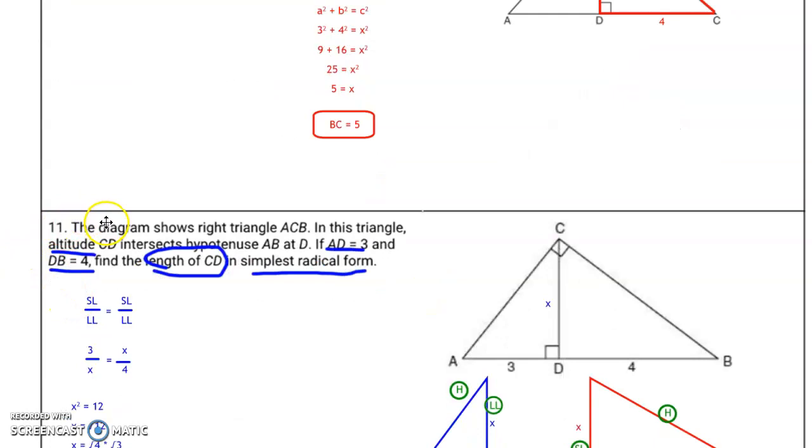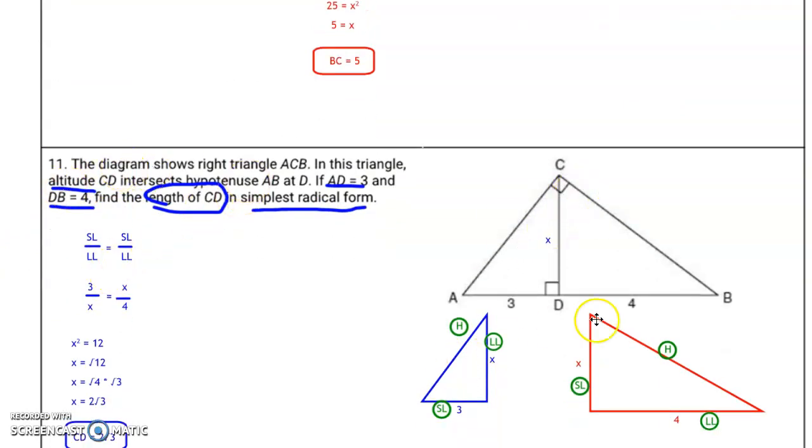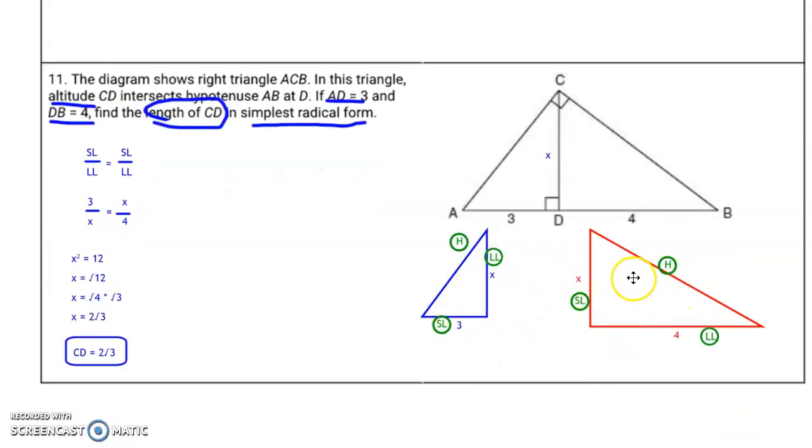For question 11, we're told that we have a right triangle. We have its altitude labeled here as x, and we're given 3 and 4. So we split it up into 2 similar triangles. We found short leg and long leg, short leg and long leg. We didn't touch the hypotenuses because they weren't given to us. And then we're asked to find the length of CD in simplest radical form. We cross multiply. We get x squared is equal to 12, which means x is equal to the square root of 12. I split it up into square root of 4 and square root of 3 because 4 is a perfect square, and then the square root of 4 becomes 2.